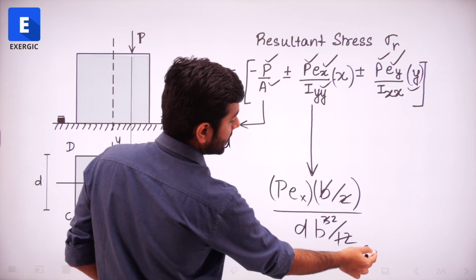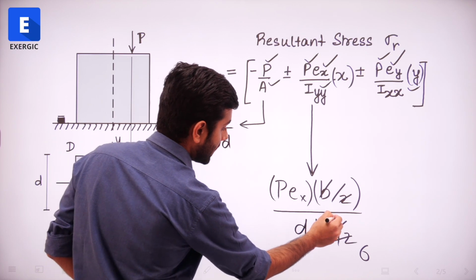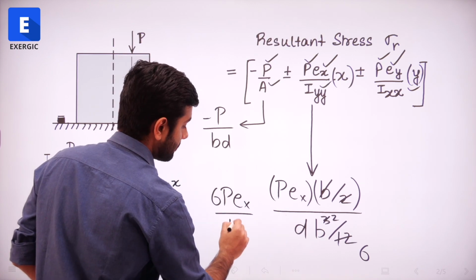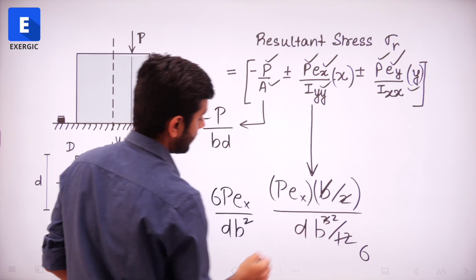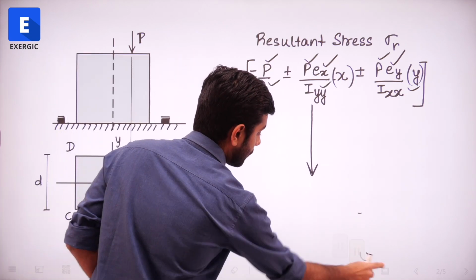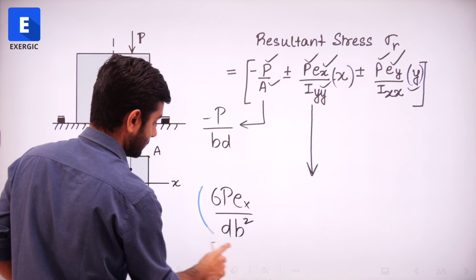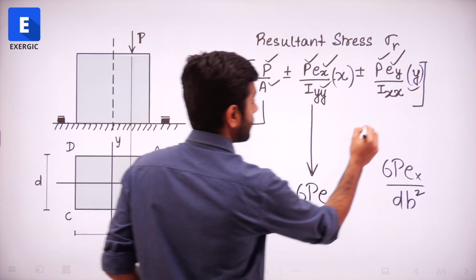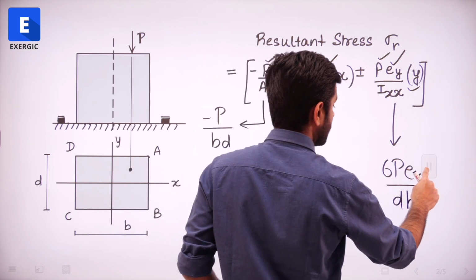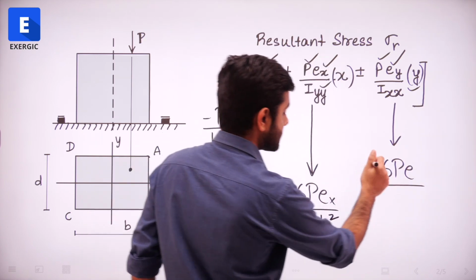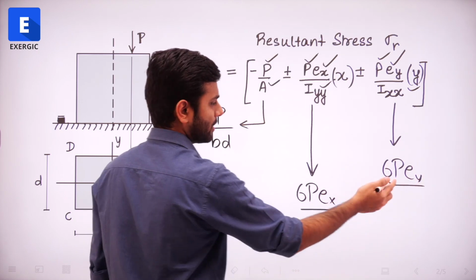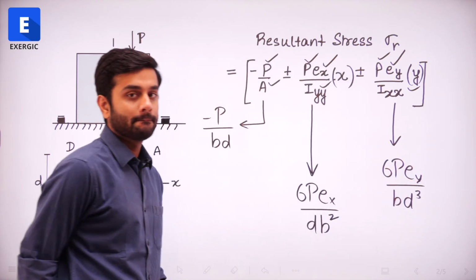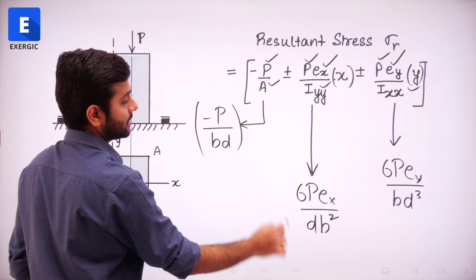So ultimately what will you have? This 6 will come in the numerator, right or not? So you are going to have 6 P EX divided by D B square, because this B will cancel cube and only square will be left. So ultimately by doing all the solving here, what term did you get? You got this term here, right? This is the term that you got. Similarly, if you do the calculation here, what term are you going to get? Instead of 6PEX, you are going to get 6PEY. You can do that calculation just like we did this one. And instead of DB cube, you will get BD cube, correct? So these are the three terms that you are going to get, this one and that one.